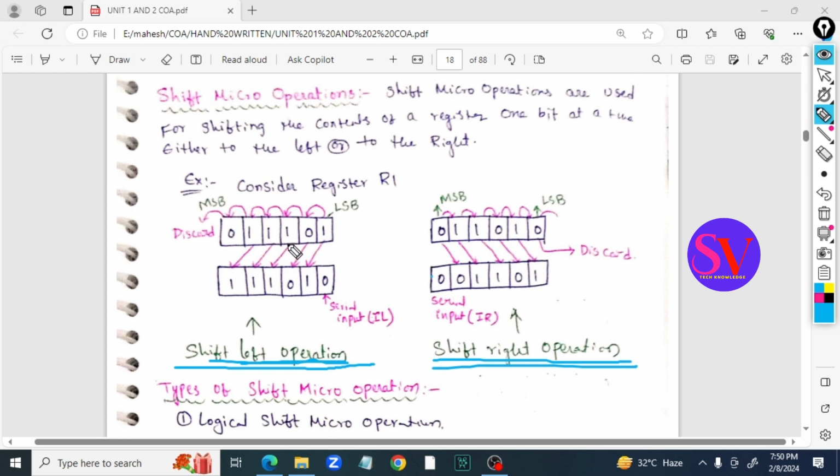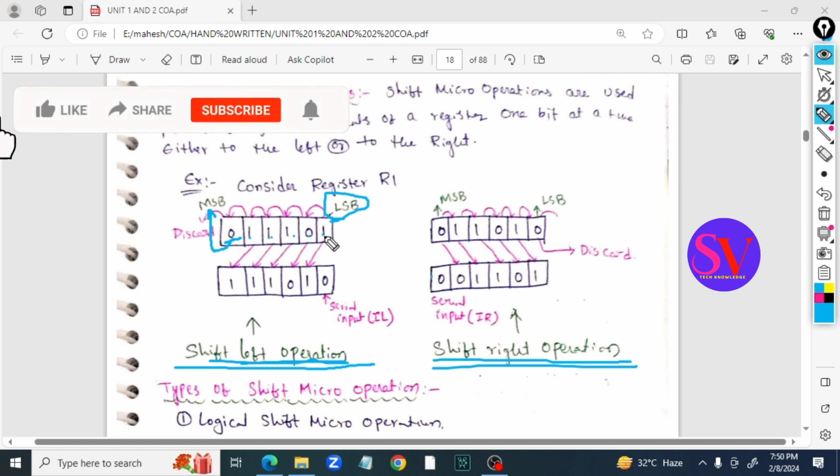Simply, I have a register with content 0 1 1 1 0 1. The last bit will be called the least significant bit. This is also called the rightmost bit. And the leftmost bit is called the most significant bit. This is called the least significant bit and this is called the most significant bit.